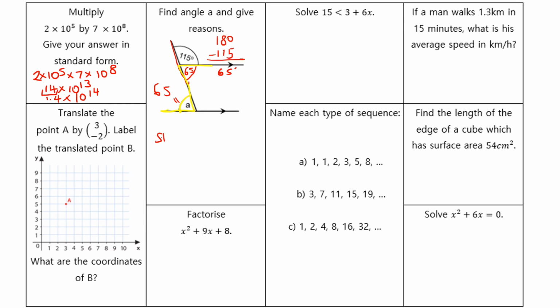Straight lines add to 180, and we've got alternate angles.